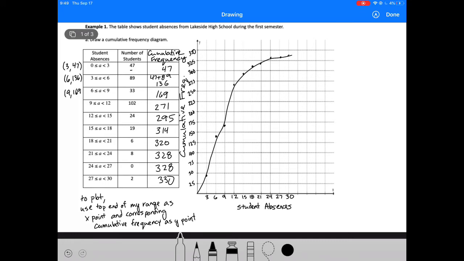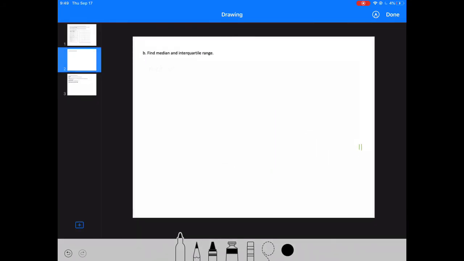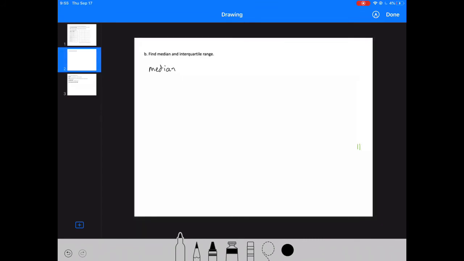So I'm going to go on to my next slide, and then I'm going to go back to my graph here. We're going to find the median and interquartile range. The first value that we're going to find is the median. We know that the median term is our total number of terms divided by 2. If you look back, we've got 330 terms. We're going to divide that by 2. And so that is our 165th value.